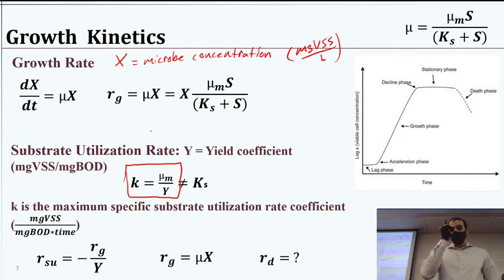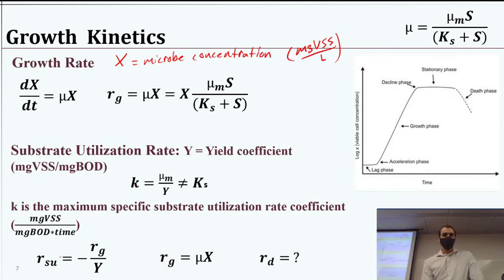All right, so we'll see with this yield coefficient term, which, by the way, is milligrams VSS per milligrams BOD. With that, we can get a rate of substrate utilization. So we already have this growth rate. We know that. Now, the rate at which we're using substrate is going to be directly related to that growth rate, but negative, right? Because we're removing substrate while we're growing bacteria.